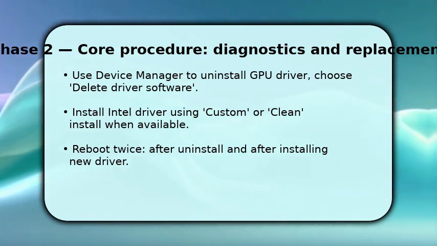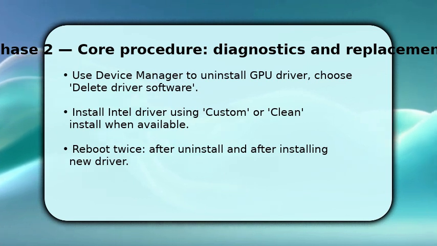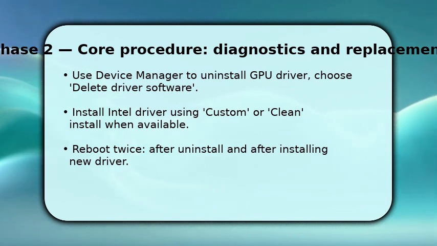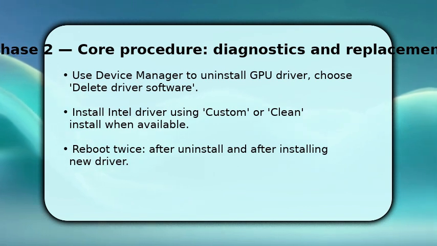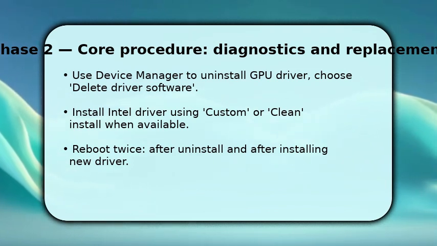Then run the Intel installer and pick Custom or Clean Install. This ensures the Intel graphics control panel components are added. Make sure to watch installer options and allow any required Windows permissions. Once the installation finishes, reboot again. The second restart lets services register and the control panel should reappear.